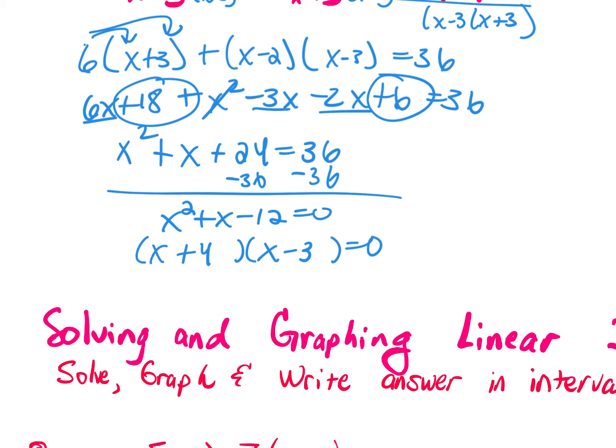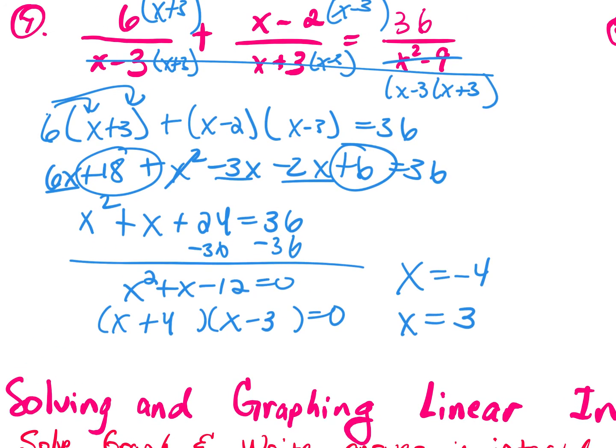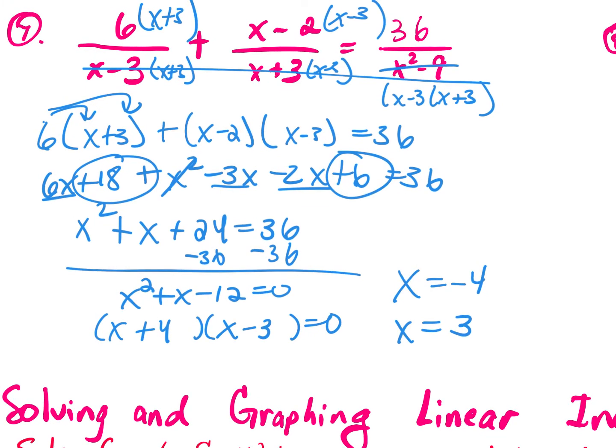So I have two x values here. When I set each parenthesis equal to 0, I have x equals negative 4, and I have x equals positive 3. So let's go back up to our original and check our denominators. If I plug in negative 4 into any denominator, it will not become 0. So negative 4 is a valid answer. If I plug 3 into my denominators, in that first denominator, 3 minus 3 is 0, which immediately makes our fraction undefined. So x equals 3 is not a valid solution, so you have to cross it out.